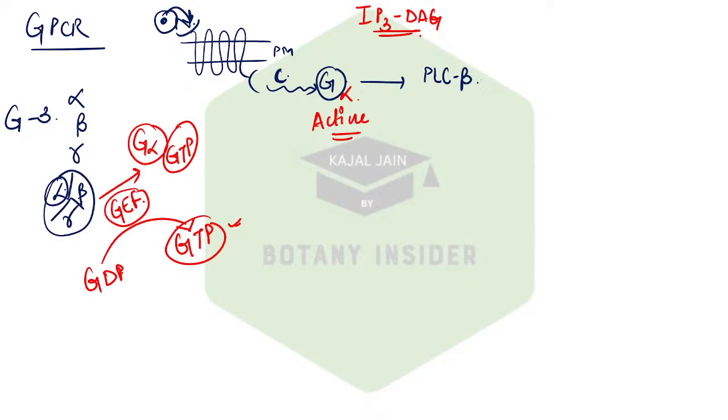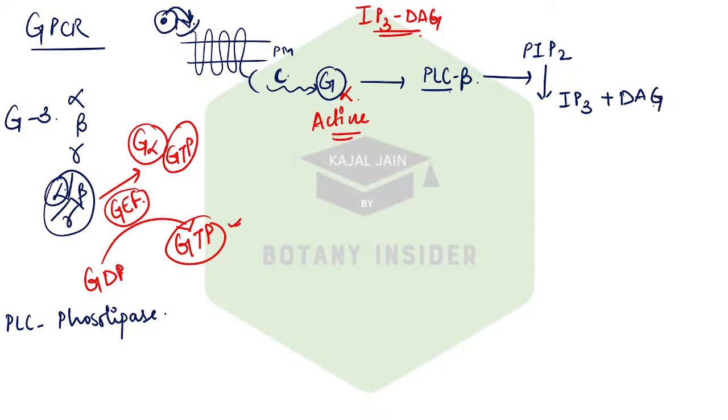What is PLC? PLC stands for phospholipase. I'll be showcasing all of these terminologies, wait for it. Now what happens? This phospholipase, once activated, will help in the conversion of PIP2 into IP3 and DAG. PIP2 gets broken down into IP3 plus DAG.